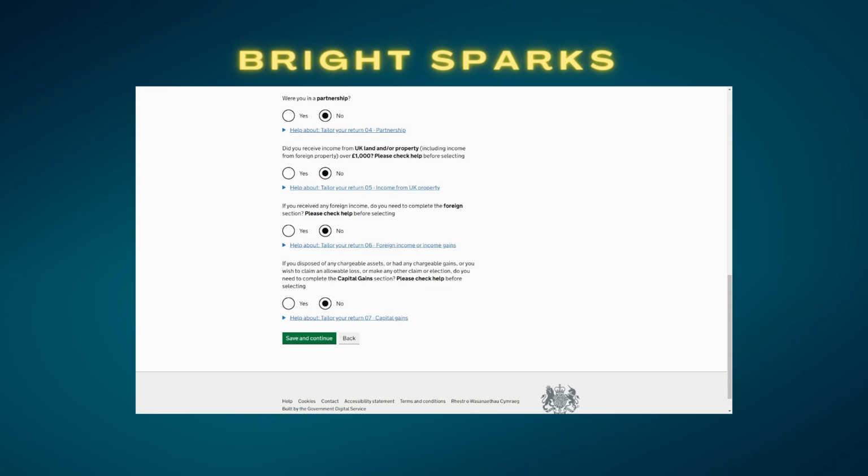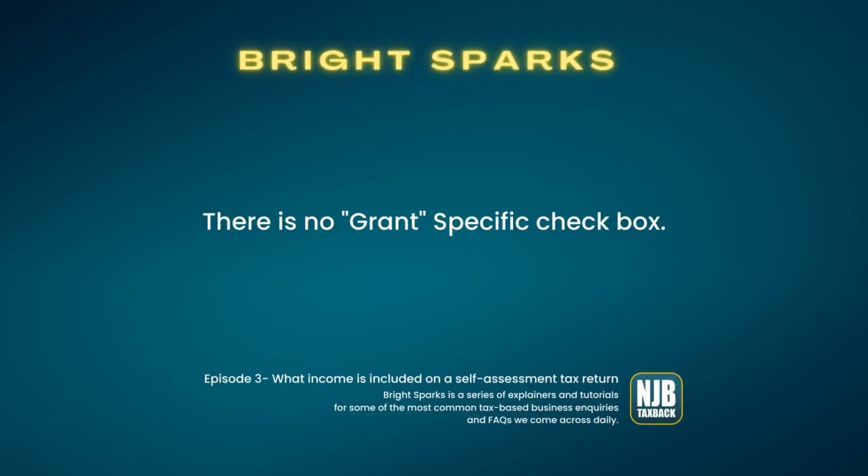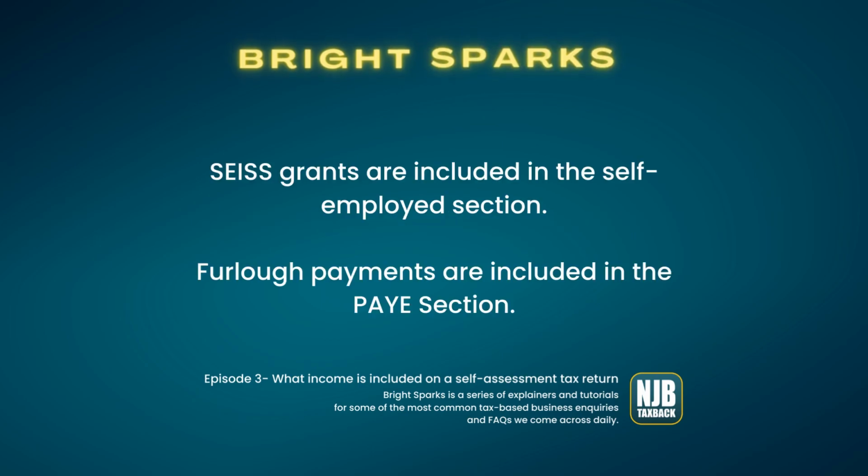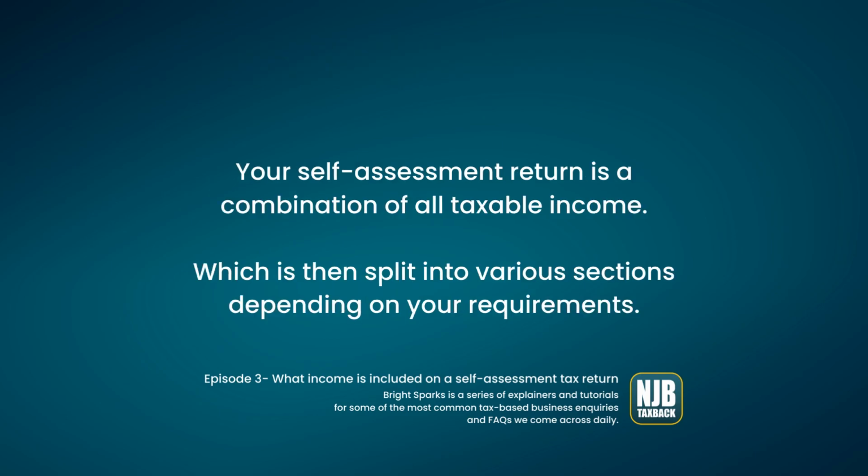The only noticeable thing that is missing here from the types of income is grants. There's no specific section, so to speak, for grants. Instead, if a grant has been received for self-employment or furlough or PAYE, that grant is then included on the self-employment section or on the PAYE section itself. There's no specific section to deal with grants. And that's pretty much it.